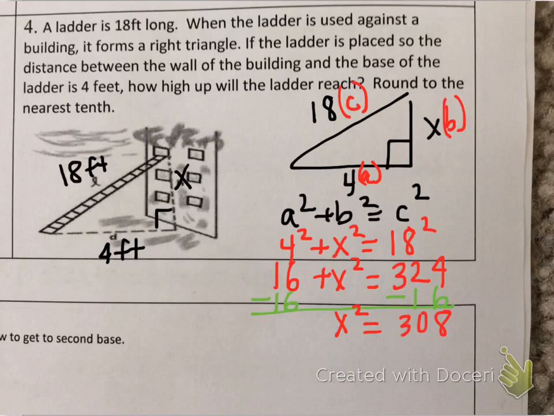One more step in order to isolate the x. To undo squaring something, you take the square root. So we're going to be rounding to the nearest tenth here. If I take the square root of 306, I get 17.5 feet.